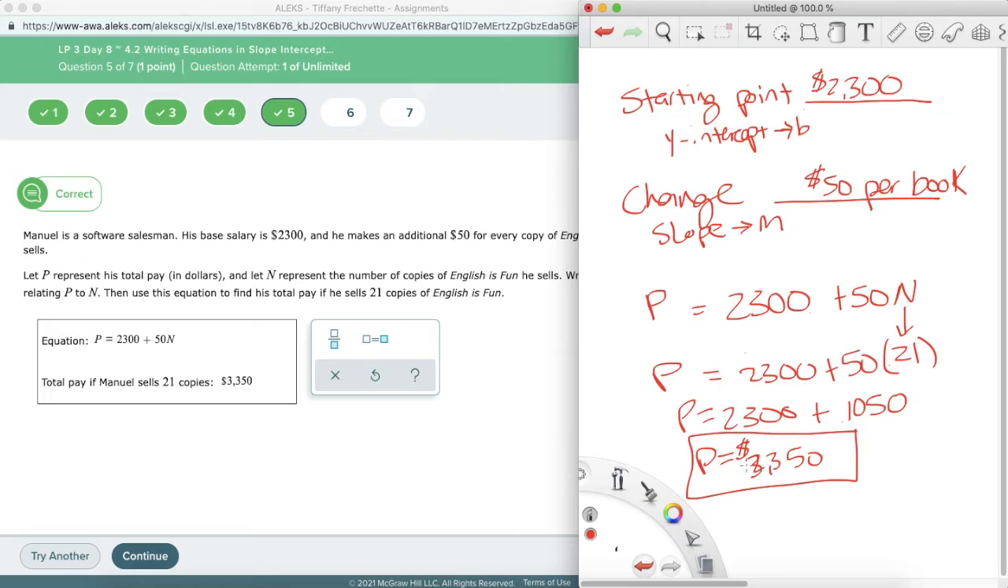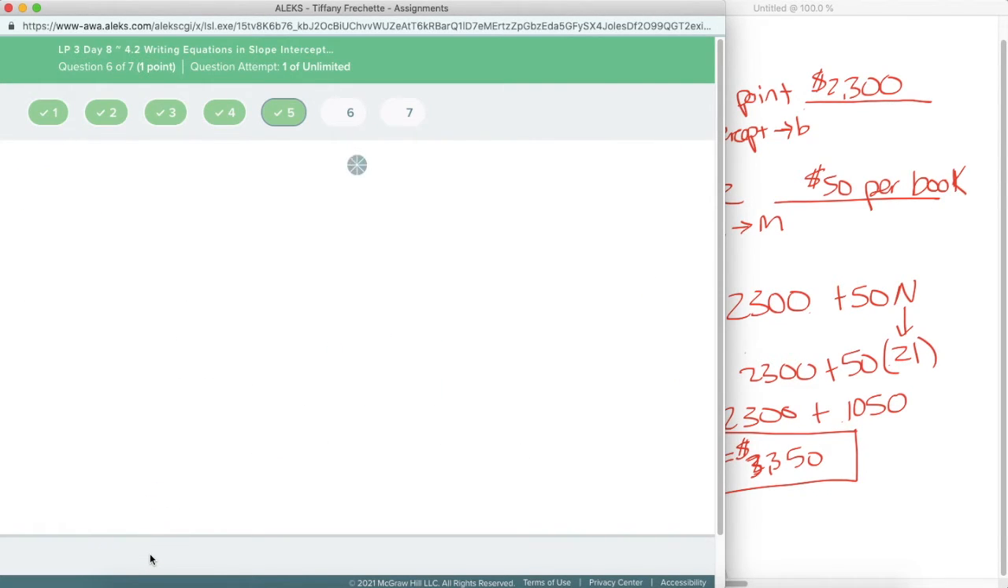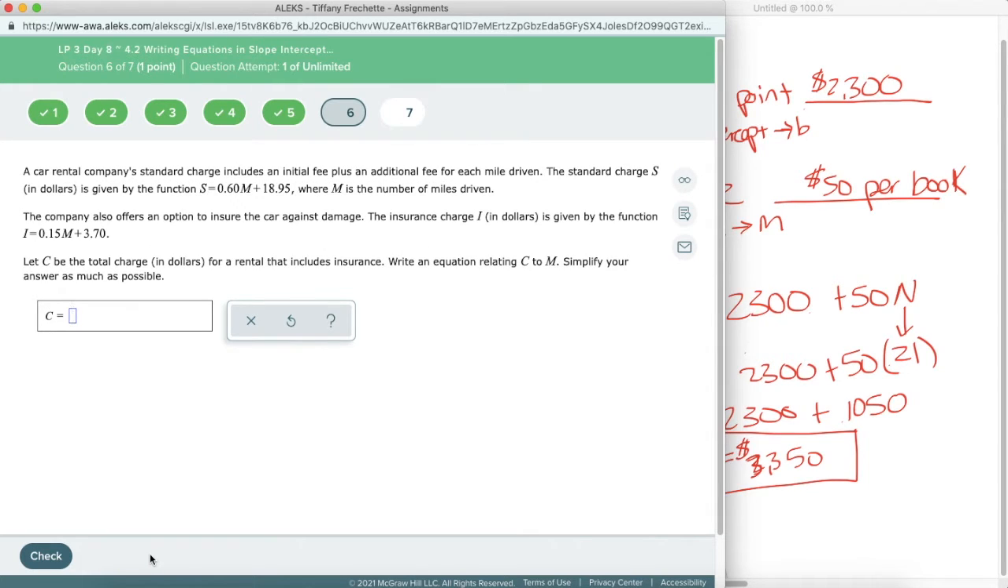And that made sense. It wouldn't be 2,350 if he's already making 2,300. That means he only got an extra 50 bucks. He only sold 1 book. Nope, he sold 21 books. So, I just want to make sure. Logically, I should have looked at that and went, uh-oh. It happens. All right.